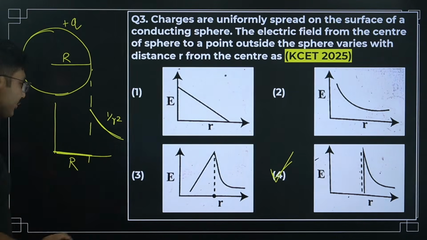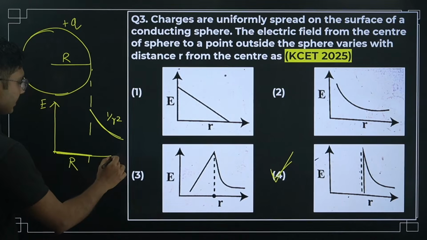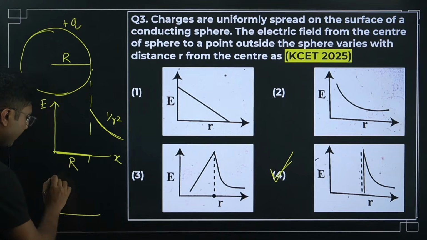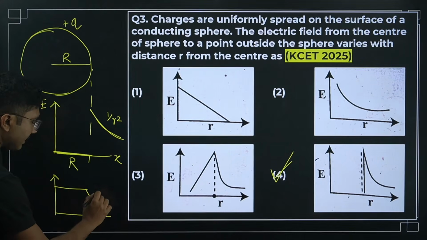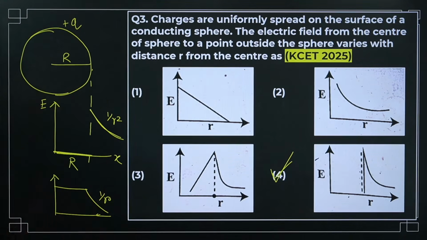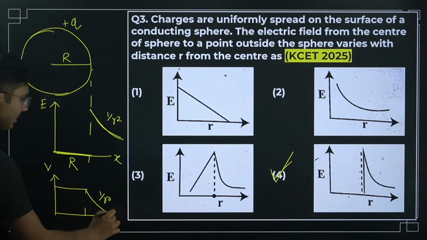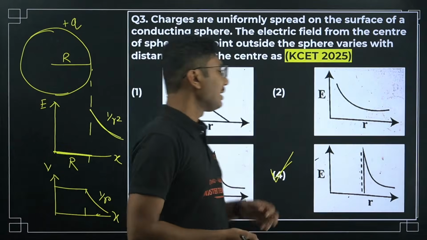This is the electric field versus distance graph. If the same graph was given for potential, then the graph would look like this, and here the variation is as 1 by r. So that is the only difference between the potential graph and the electric field graph. Maybe this year they will give you a potential graph, so be ready for that.